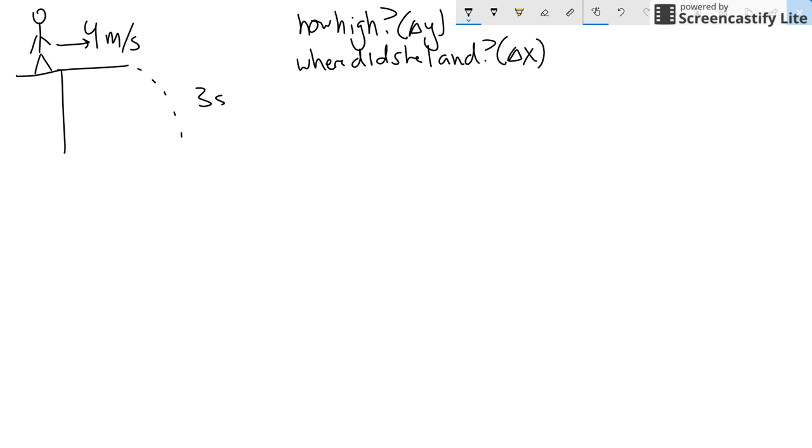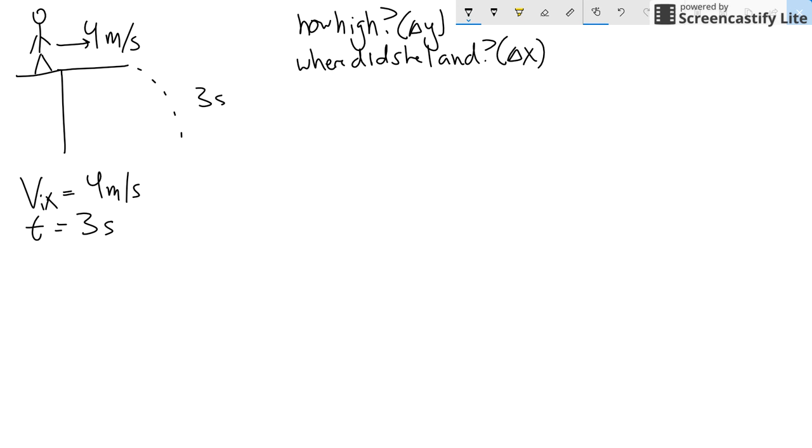Let's write down what we know. I know velocity initial in the x direction is going to be 4 meters per second. That's given. I know that time in the air, or hang time, is going to be 3 seconds. What else do I know, just from projectile motion?